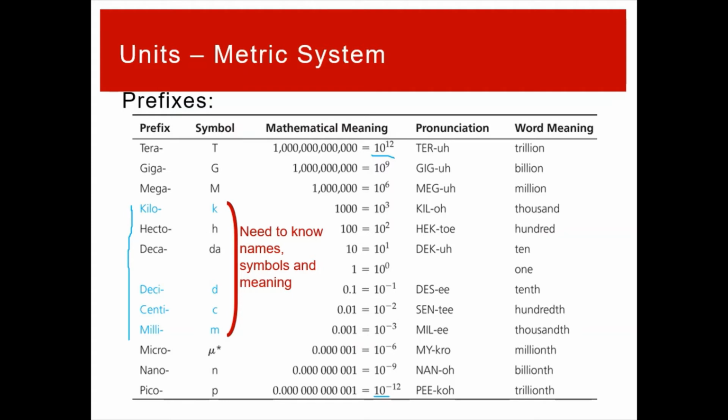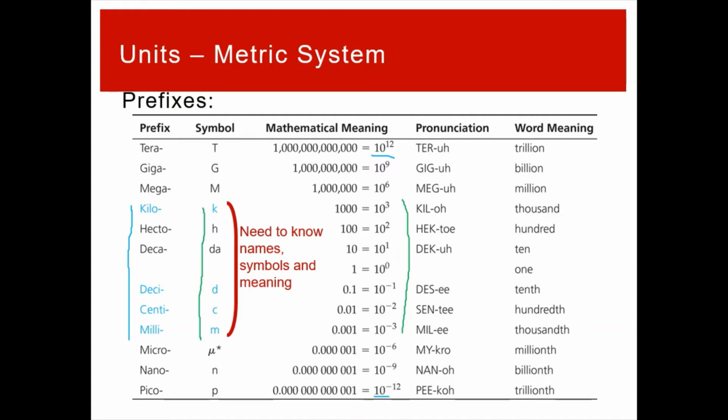So for these prefixes, we can see there is a prefix. They similarly have a symbol that we want to know, and there is a mathematical interpretation of what size they are, right? Whether or not they correspond to 1,000 or 1,000th. And we want to be on top of that and know those things.